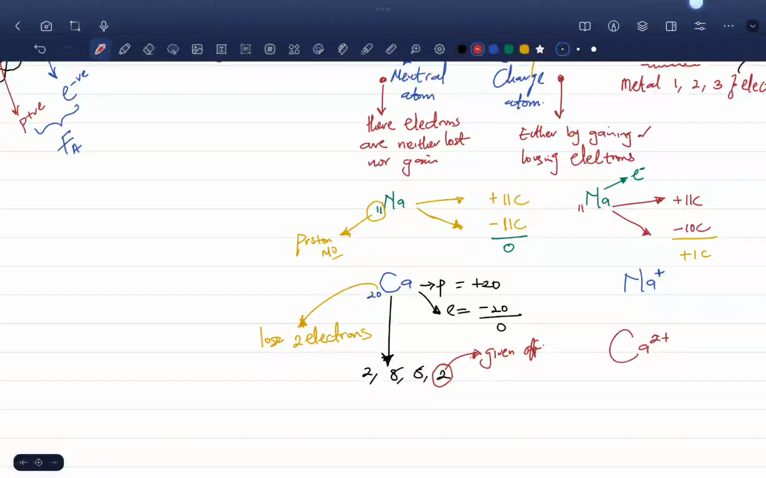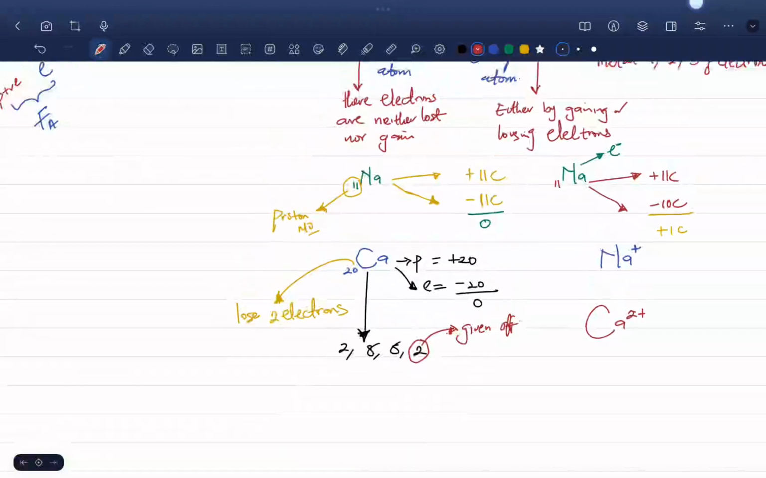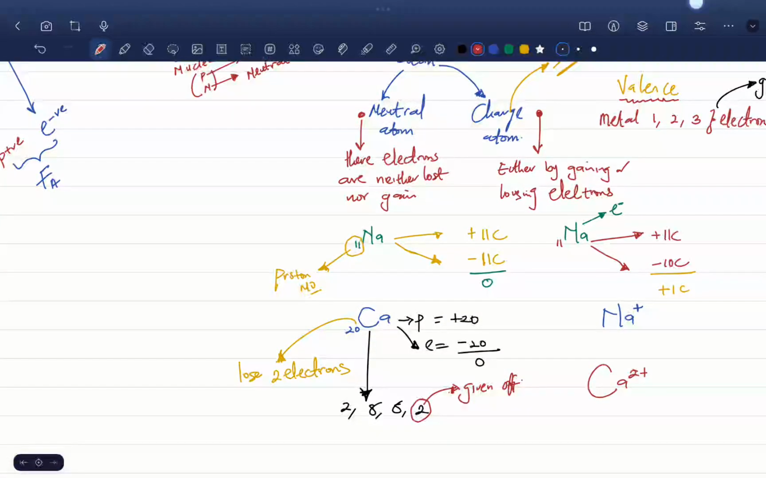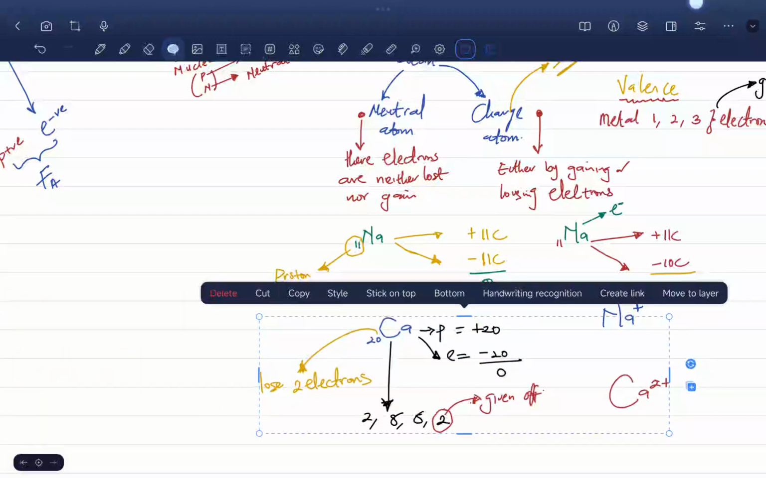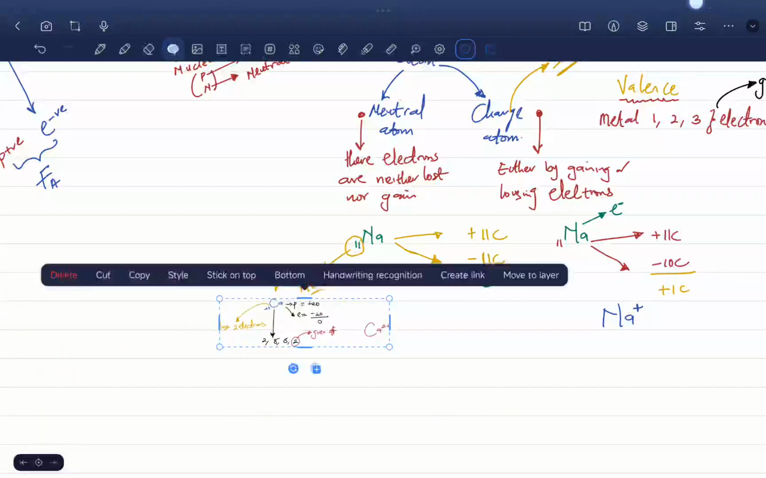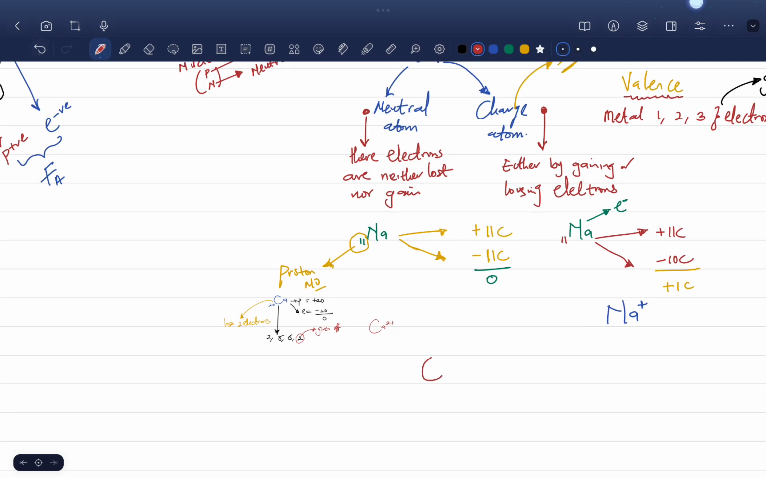How about when we try to gain electrons? In this way, I'm going to move this out of the way, and this time around we are going to try to gain electrons. Now, let us assume that I'm going to be getting the Cl, which is chlorine.